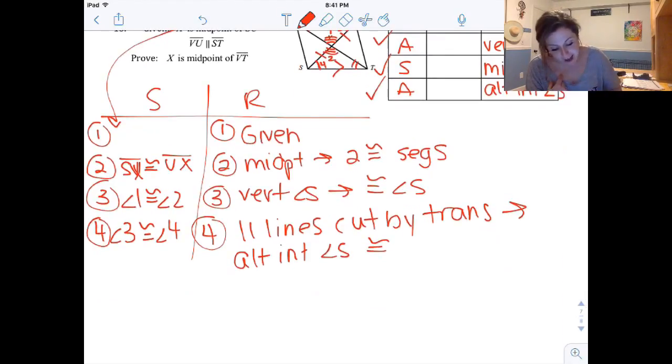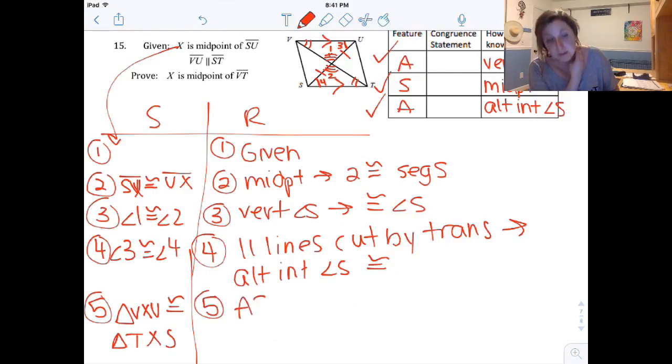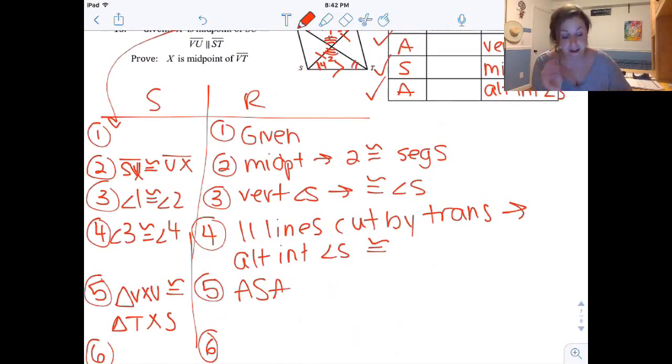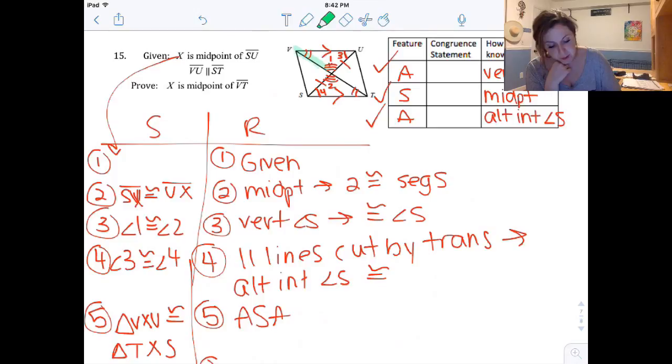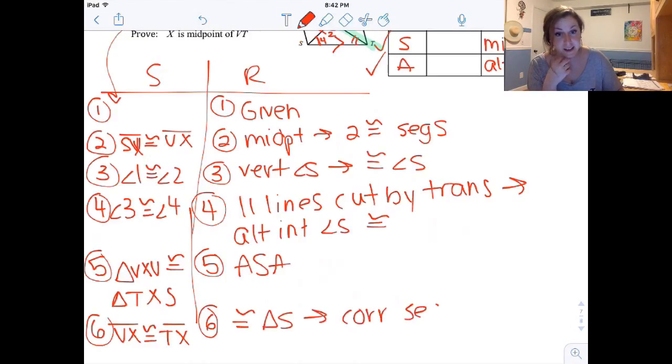So now that's going to give me that the triangles are congruent. So triangle VXU is congruent to triangle TXS. And that was by angle, side, angle. So now I want to show it's a midpoint. And a midpoint, remember, comes from congruent segs. So which segments would need to be congruent? Well, this one would need to be congruent to that one. So now I'm going to say VX is congruent to TX. And I know that because congruent triangles implies corresponding segs congruent.